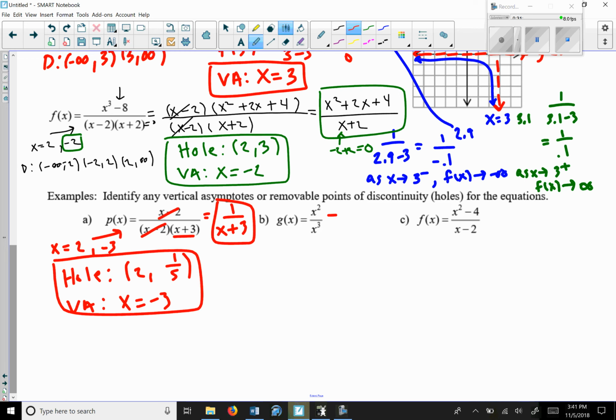This one simplifies into 1 over x. My area of concern is x equals 0, because that's what makes my denominator 0. When I plug it into my simplified answer, it still makes my denominator 0. Therefore, at x equals 0, it's a vertical asymptote.